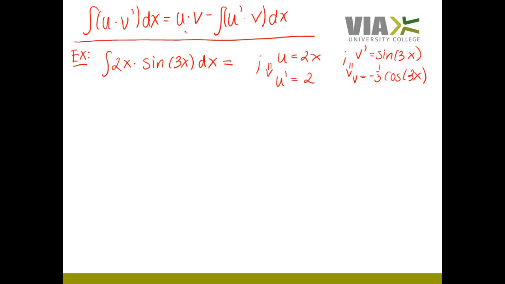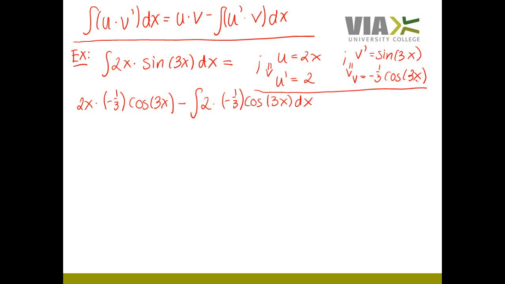So that must be equal to u times v. U is equal to 2x. V is equal to minus 1/3 cosine 3x, subtracted with u dashed, which is 2, times v, which is still minus 1/3 cosine 3x dx. We'll just put in a line here so we do not mix it up.